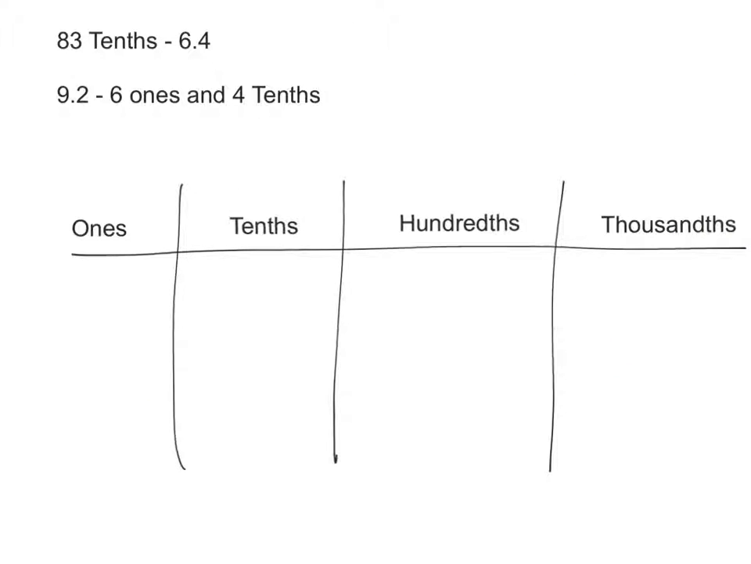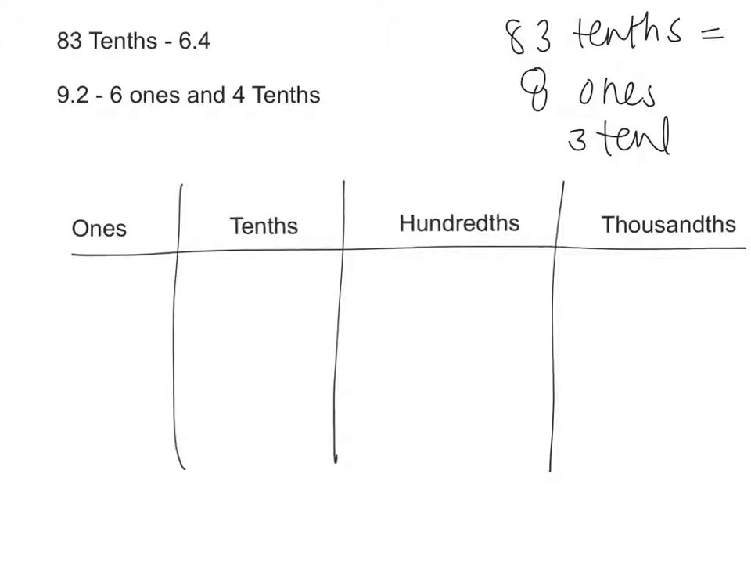83 tenths. Can any of those tenths be regrouped as something else? We know that 83 tenths is the same as how many ones and how many tenths? 8 ones. Yeah, it's the same as 8 ones and 3 tenths. Is that easier to draw discs for? Yeah, so let's go ahead and draw that.